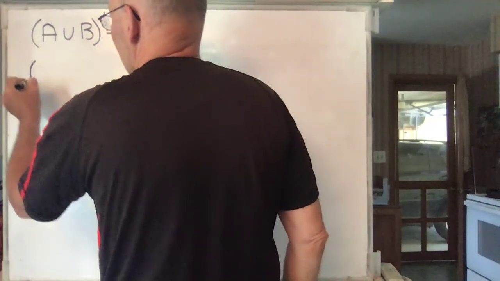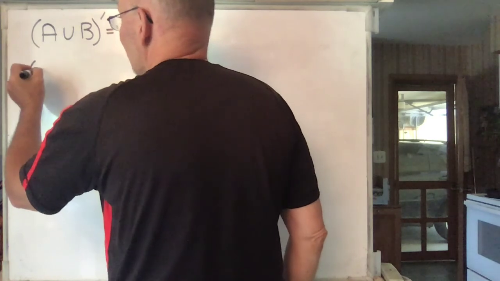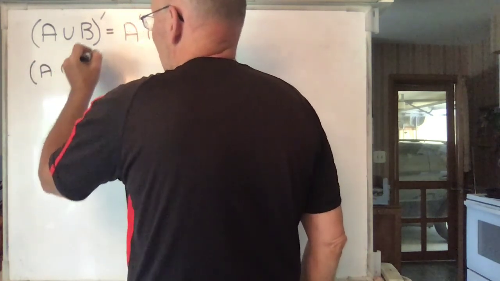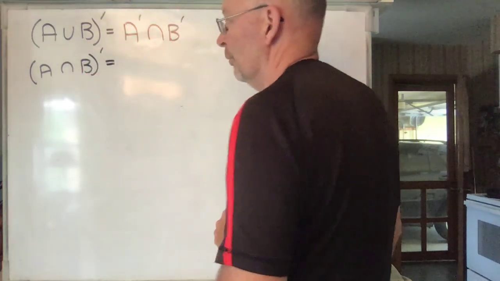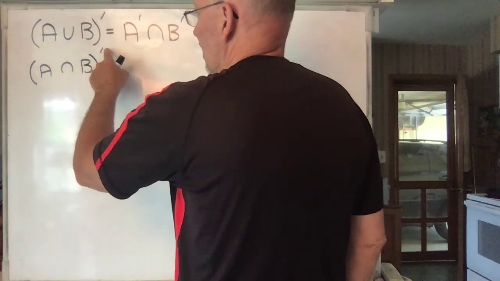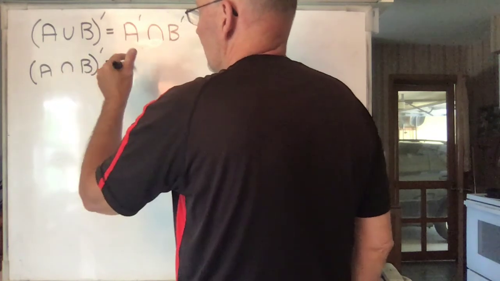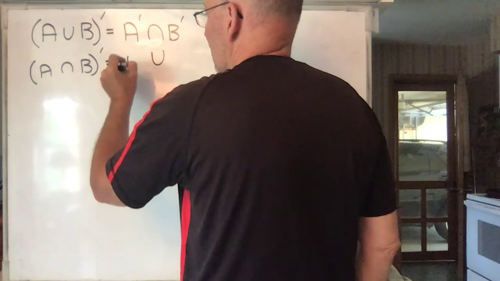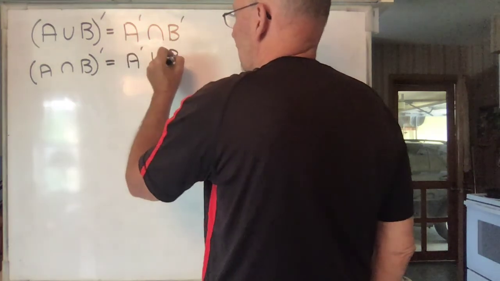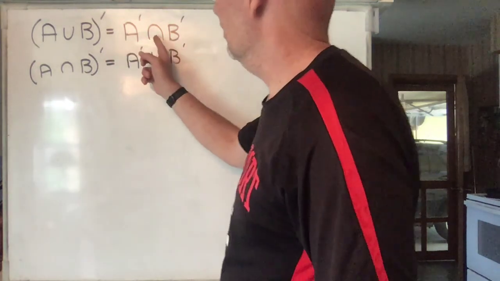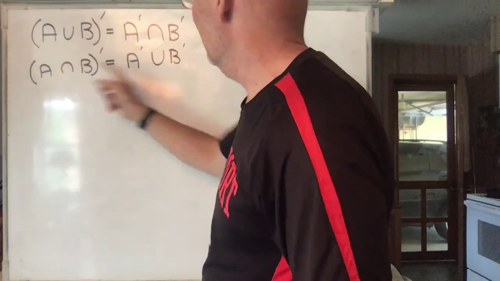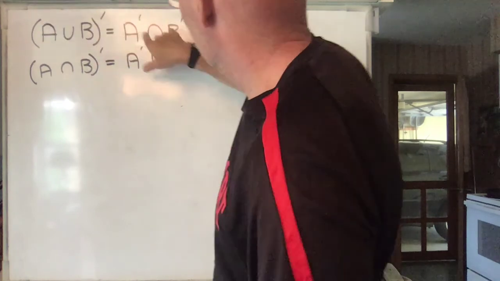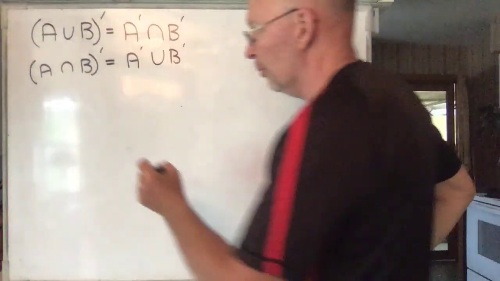The other one is almost the mirror image. If you take this thing and go like that, can you see the words? The words kind of help you out. The complement of the intersection is the union of the complements. So this one is always the opposite of that one, and here you have them pulled together, and here you have them separate. So these are called DeMorgan's Laws.